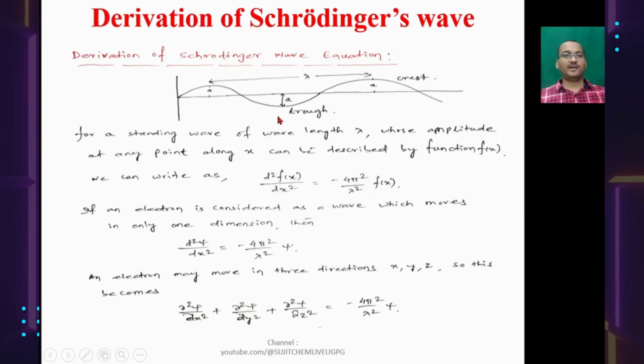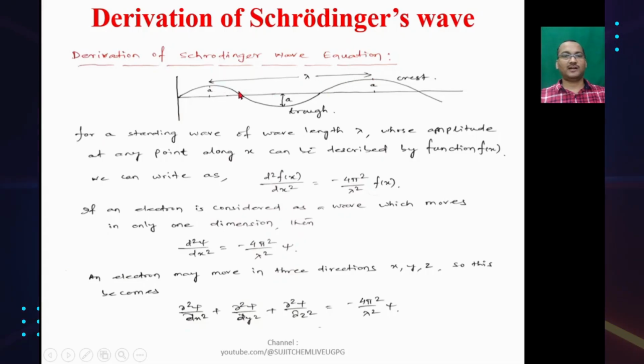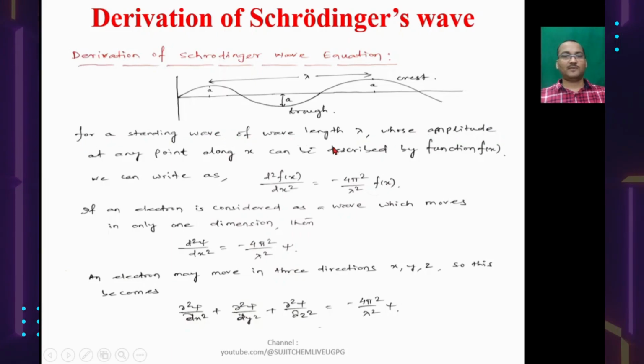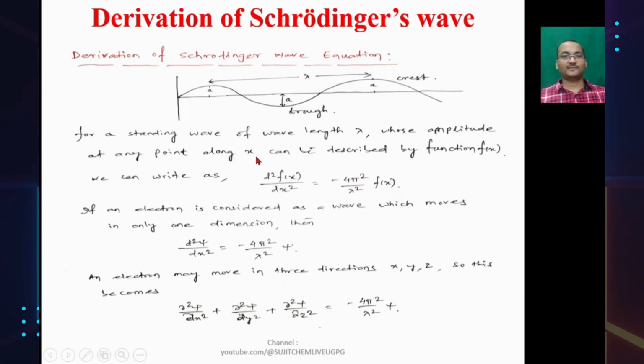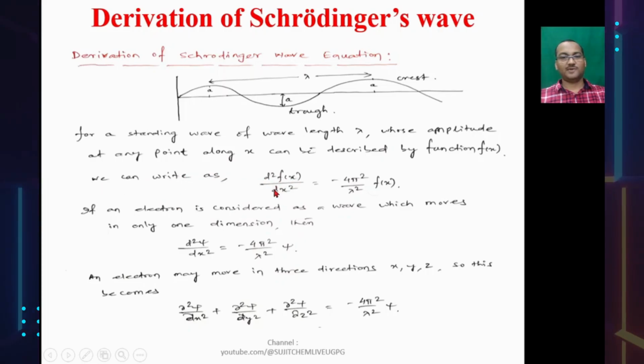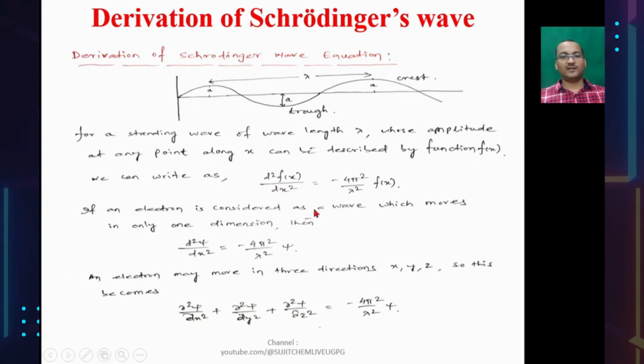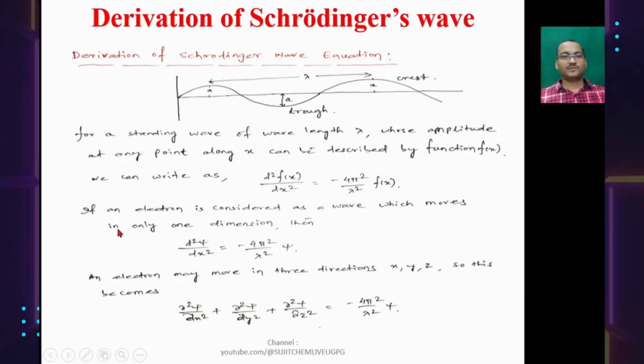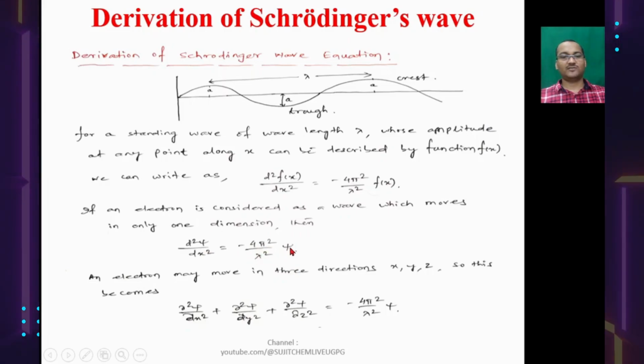This is a standing wave whose wavelength is lambda and A is the amplitude. For a standing wave of wavelength lambda whose amplitude at any point along x can be described by the function f(x), we can write d square f(x) by dx square equal to minus 4 pi square upon lambda square f(x). If an electron is considered as a wave which moves in only one dimension, then d square psi upon dx square equal to minus 4 pi square upon lambda square into psi.